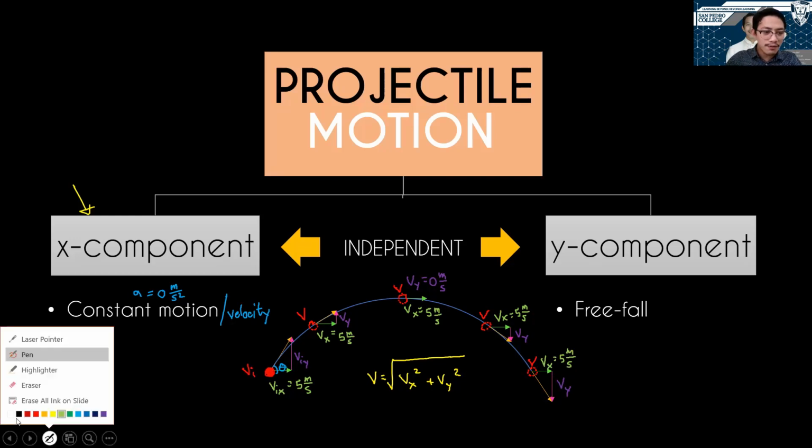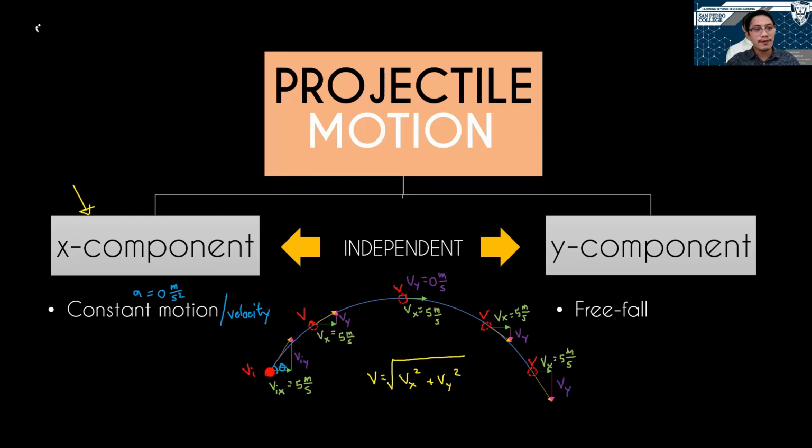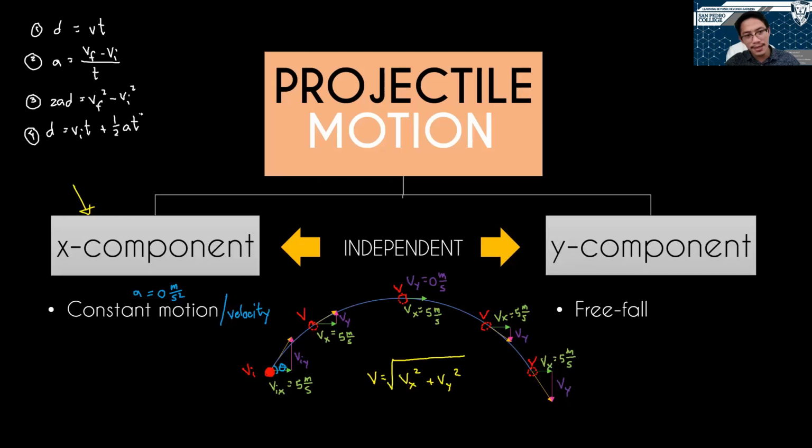So remember, we have 4 equations. We have the first equation, d is equal to velocity times time. The second equation, we have acceleration is equal to final velocity minus initial velocity over time. The third equation, we have 2AD is equal to VF squared minus VI squared. And then the fourth equation, the last equation is D is equal to VIT plus 1/2 AT squared. So if our horizontal component is constant motion, constant velocity, anong equation ang gagamitan natin dito sa apat? Is it equation 1, equation 2, equation 3, equation 4?